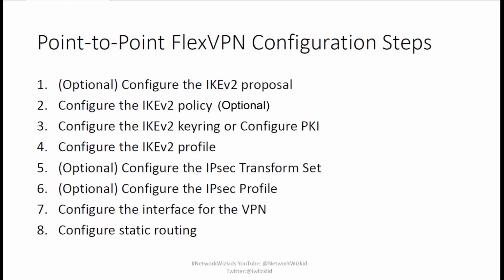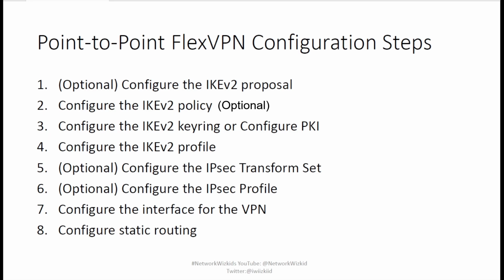When it comes to configuration, we have a few steps that we need to follow. Optionally, the first step would be to configure the IKEv2 proposal. This is optional because we can leverage the smart defaults. Then we would configure the IKEv2 policy. Then we would configure the IKEv2 keyring, or if we're using public key encryption, or digital certificates, we could use PKI. After that, we would configure the IKEv2 profile.